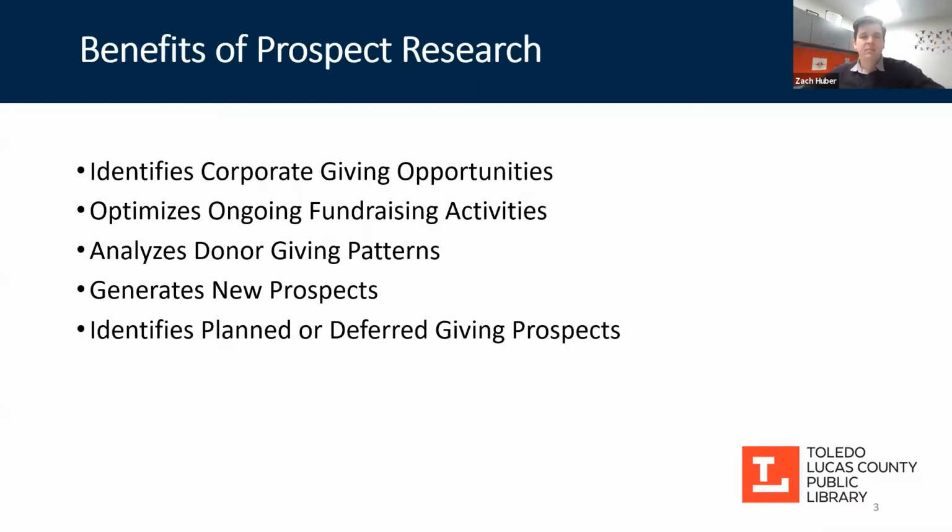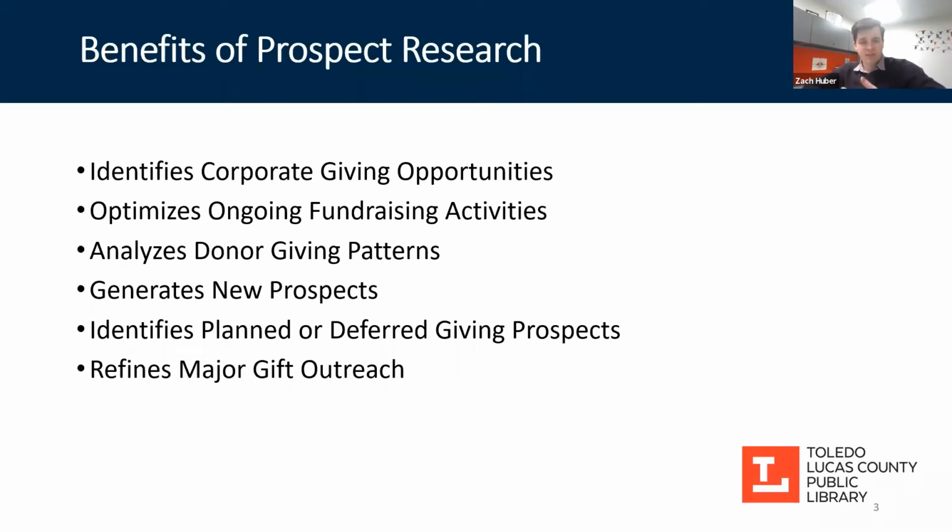And it identifies planned or deferred giving prospects. So when you take in all this information, you'll be able to see what kind of assets a person has. And so maybe they can give stock gifts to your organization or property, or make that planned gift down the road when maybe they don't have any kids and they're looking to give away some of their assets at the end of their life.